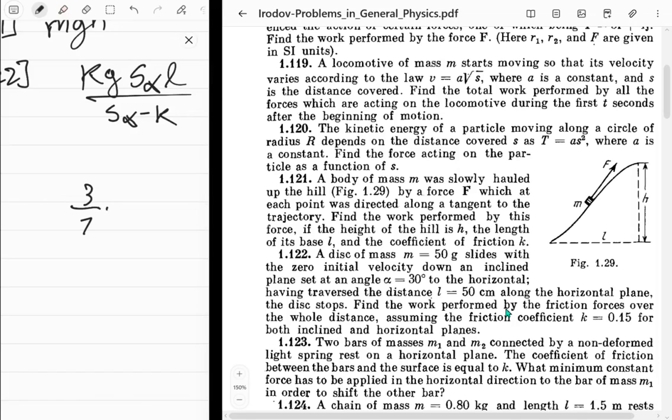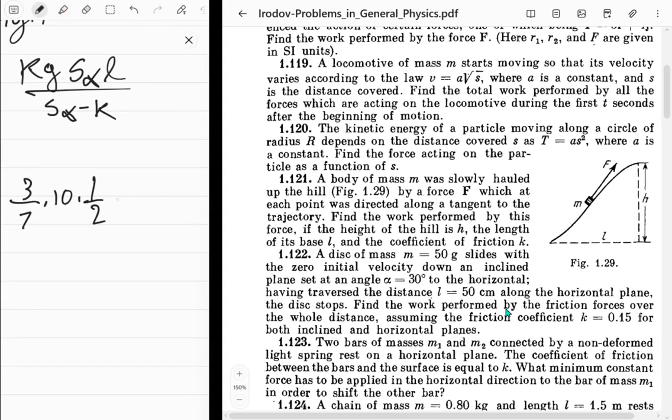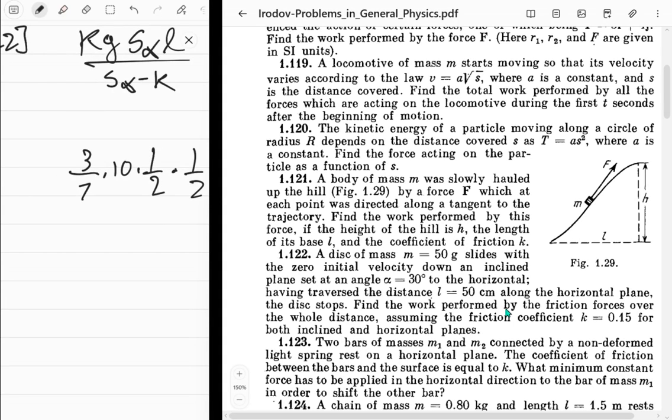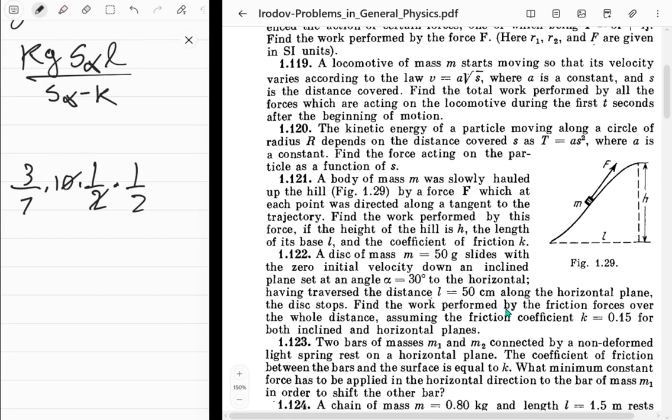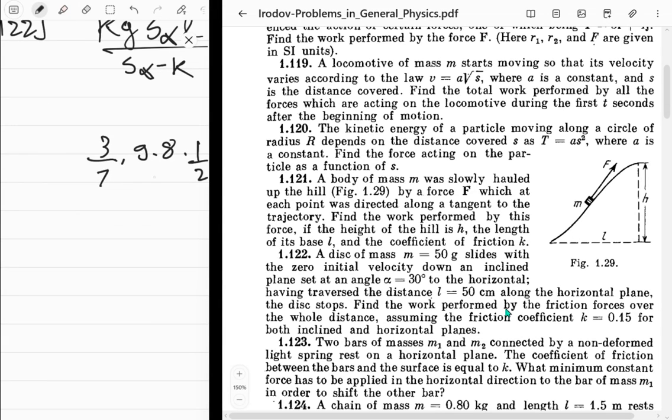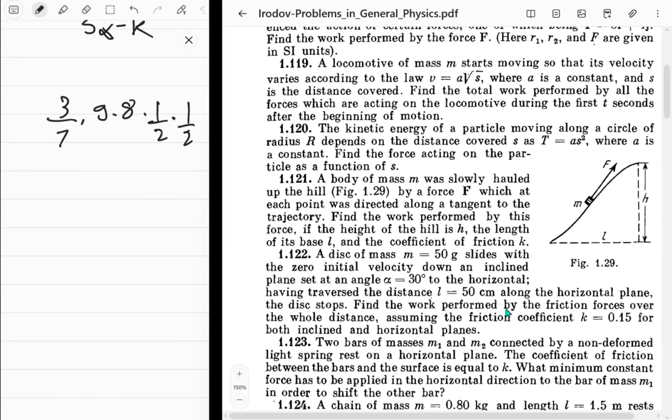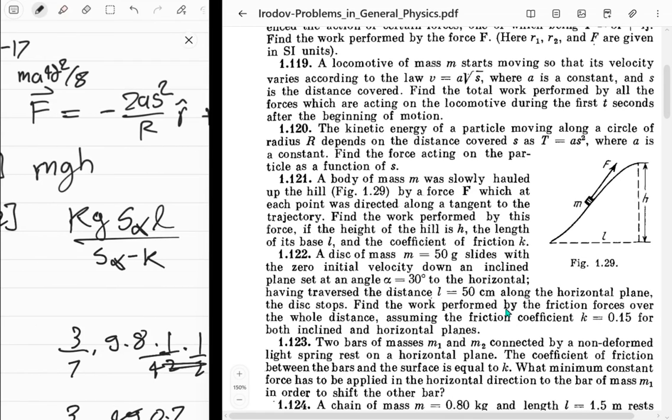So 3 upon 7 into g, which is around 10. Sine alpha is just 1 upon 2, and then that times the length. 50 centimeters is just 1 upon 2 meters. Oh, you could just use 9.8 because that is a better thing to use in these conditions. 9.8 times 1 upon 2 times 1 upon 2. It's just 1 upon 4 basically, and then 3 upon 7 into 4.9 upon 2, and then 0.7, so it's just 2.1 upon 2, which is 1.05. There we go, that's our answer.